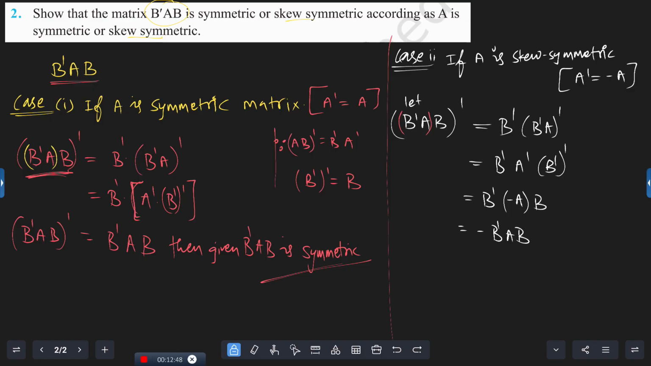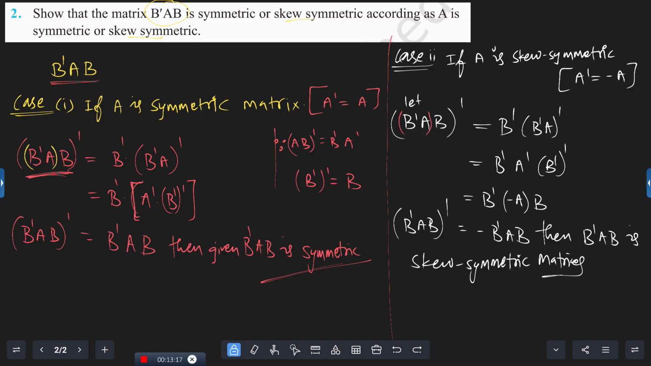Now what it became, you just see children, B dash A B, when you take transpose, it became minus of the equation. Have you noticed? If you get minus of the equation when you take transpose, we can say that it is skew symmetric. Then B dash A B is skew symmetric, which is a skew symmetric matrix.